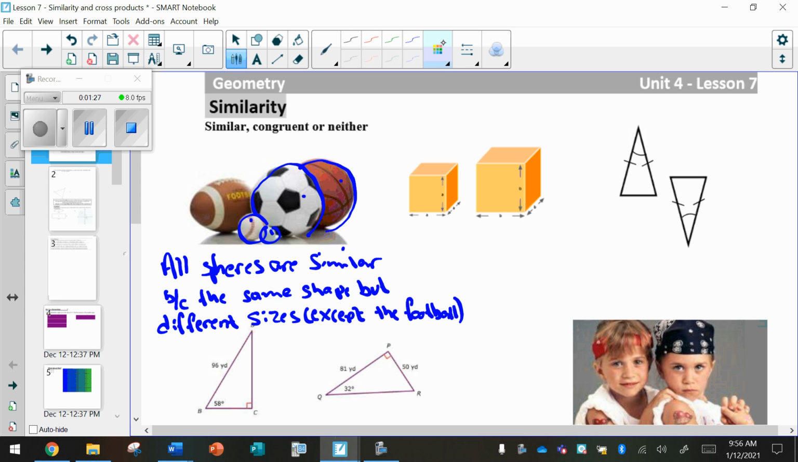The next one, we've got a couple of cubes. It's hard to tell that they are cubes, but this is an A, B, B, B. So that's how I know they're cubes. It's the same dimension for the length, the width, and the height. So these are similar because they have the same shape but different sizes.